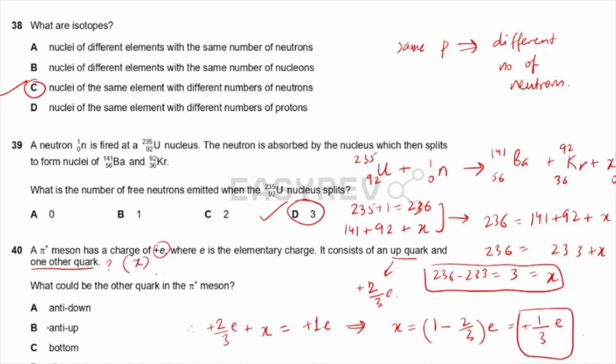If we look at option A, we have anti-down, which is the antiparticle version of the down quark. We remind ourselves that the down quark has a charge of minus 1 over 3e. So if we talk about the anti-down version, it will have a charge of plus 1 over 3e to be precise. This matches this, and so the answer will definitely be option A.